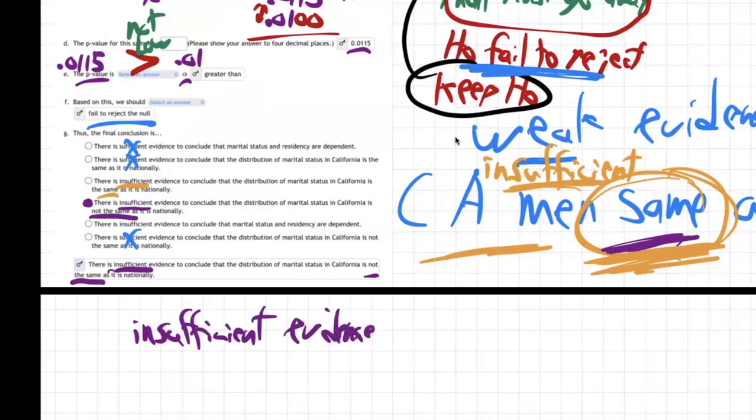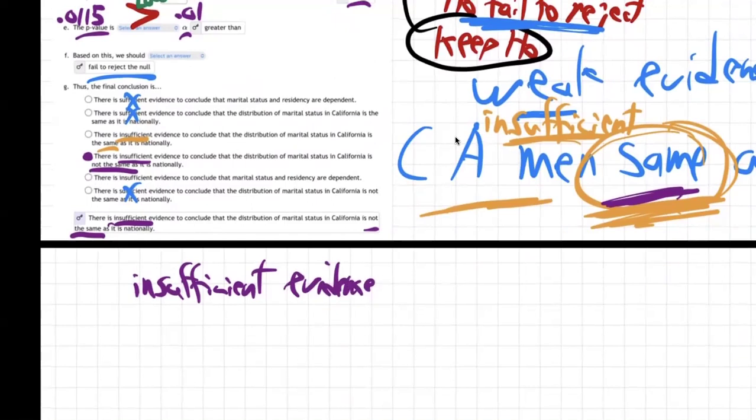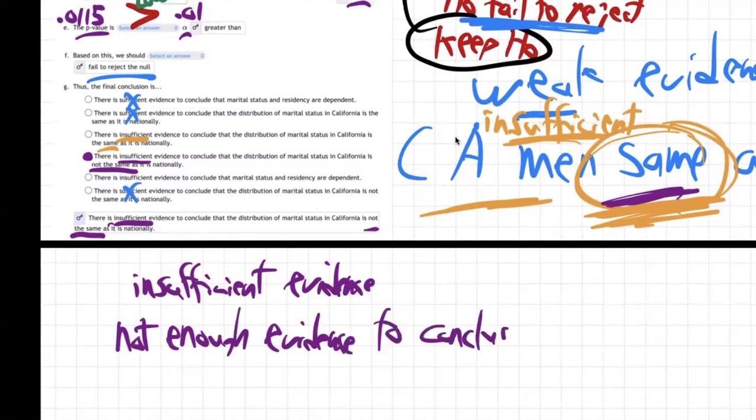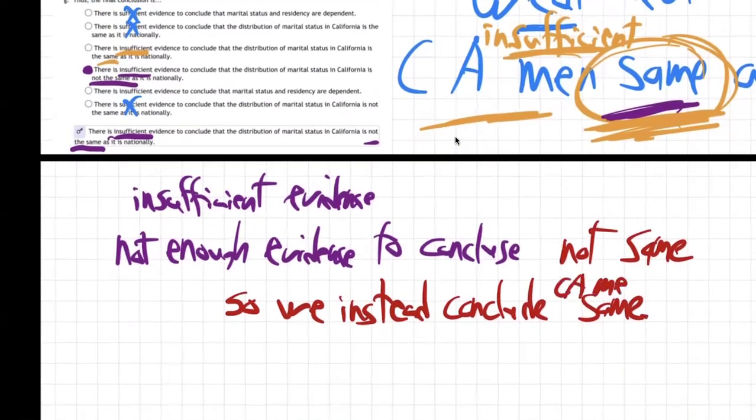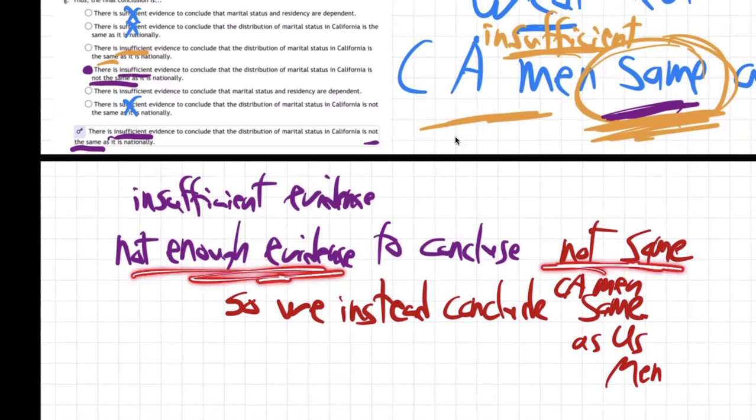Think about what that means for a second. This is where you have to think logically about words. Insufficient means not enough. Not enough evidence to conclude not the same. So we instead conclude same: California men are the same as US men. Are you getting it? I know this is a tricky statement. The right answer is to say there was not enough evidence to say not the same.